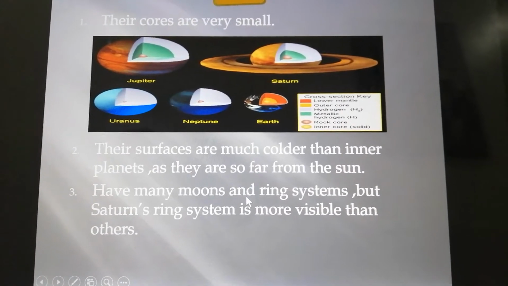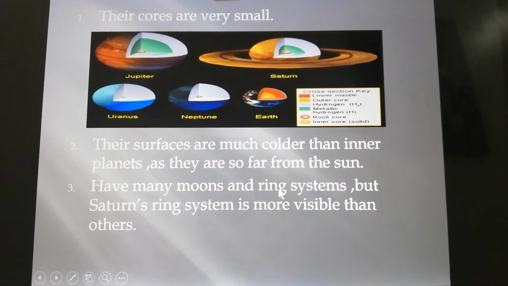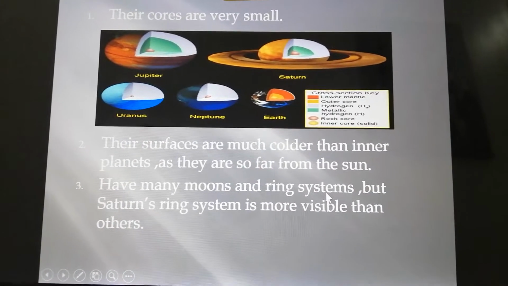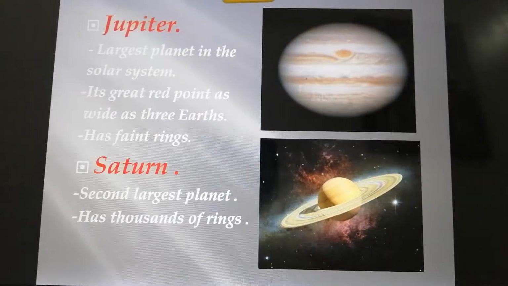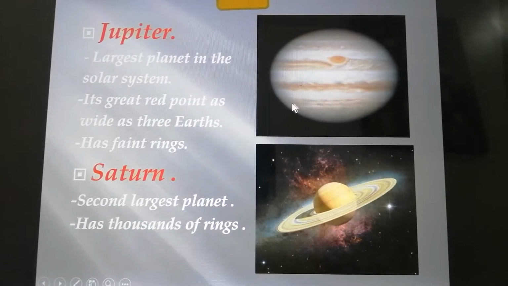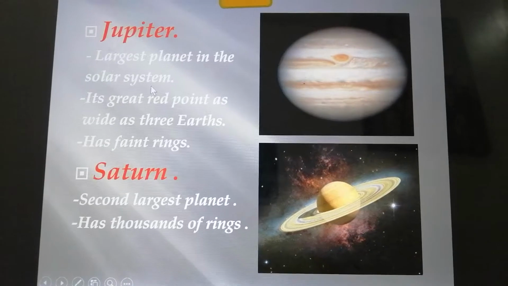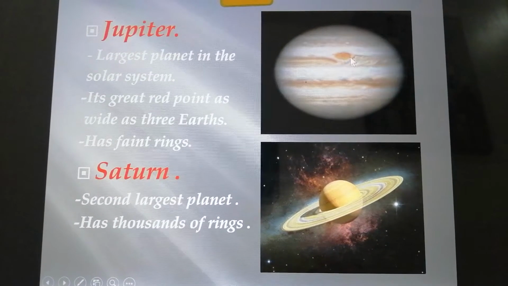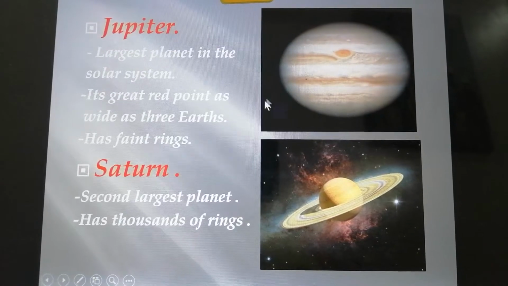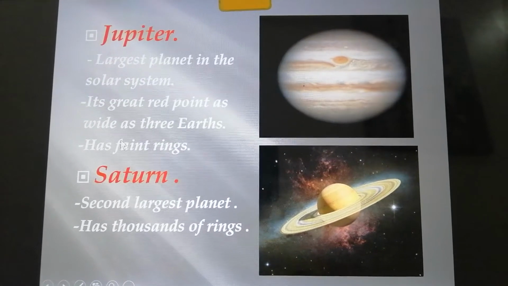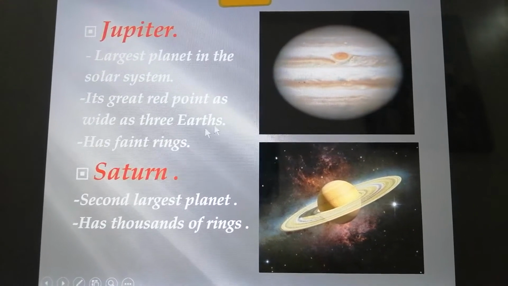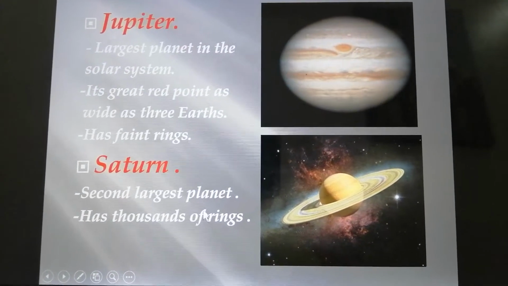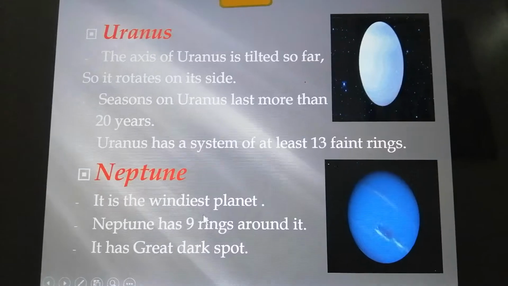They have many moons and rings, which is very important because the inner planets have few moons and no rings. What are they? Jupiter is the largest and it has a red spot as wide as the Earth, and it has faint rings. What about Saturn? It has thousands of rings and it is the second largest planet.